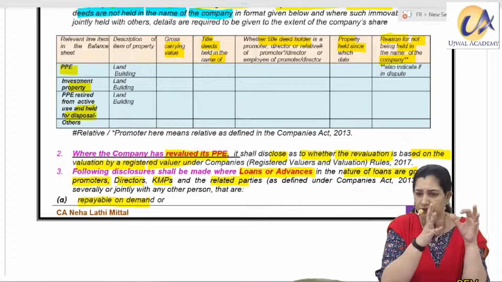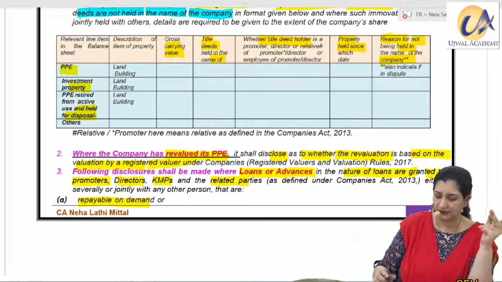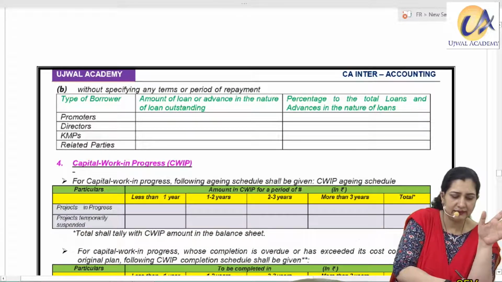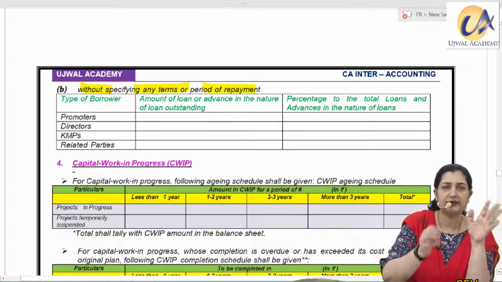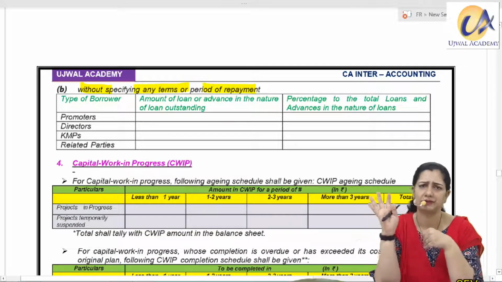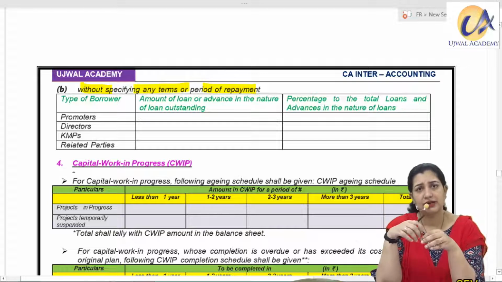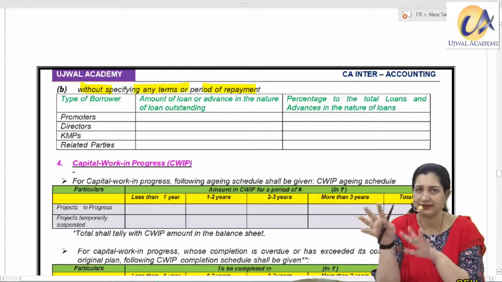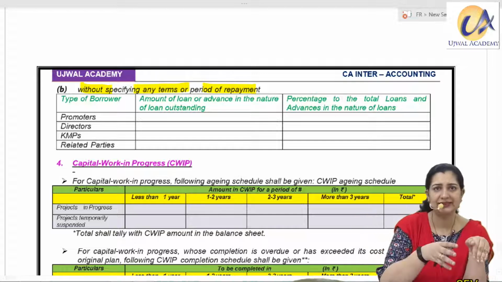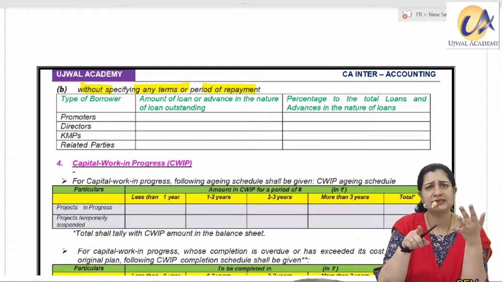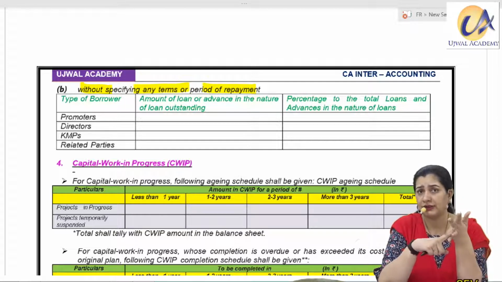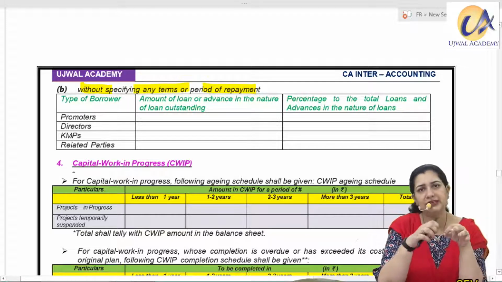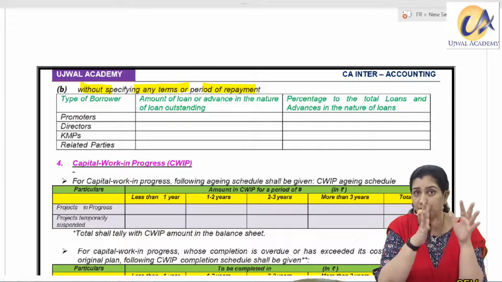Possible, right? So either it's repayable on demand, or the second possibility is that it is without any particular terms of repayment and nothing is given, just the loan is given. If loans are given with proper terms and conditions, repayment and all that, then it's okay. But if they are given like this, without any specific terms of repayment, or repayable on demand, then in that case we need to give the details in the notes.